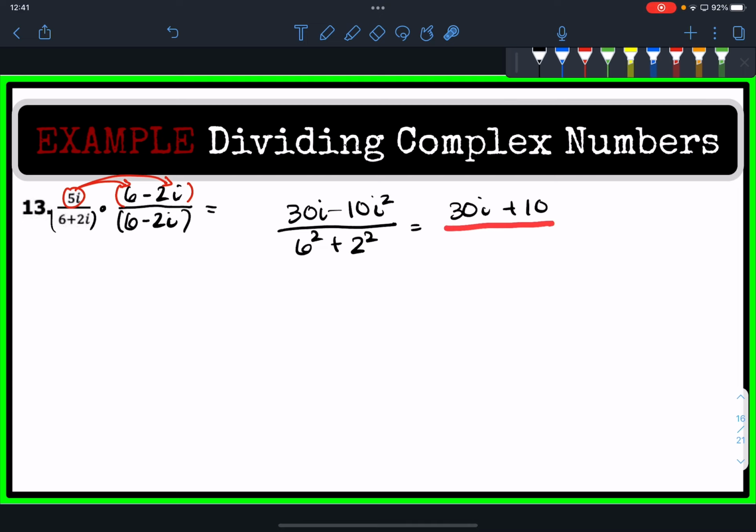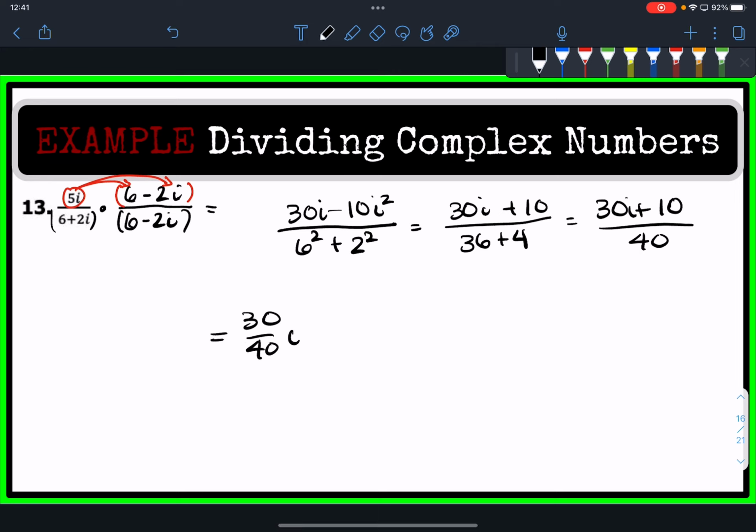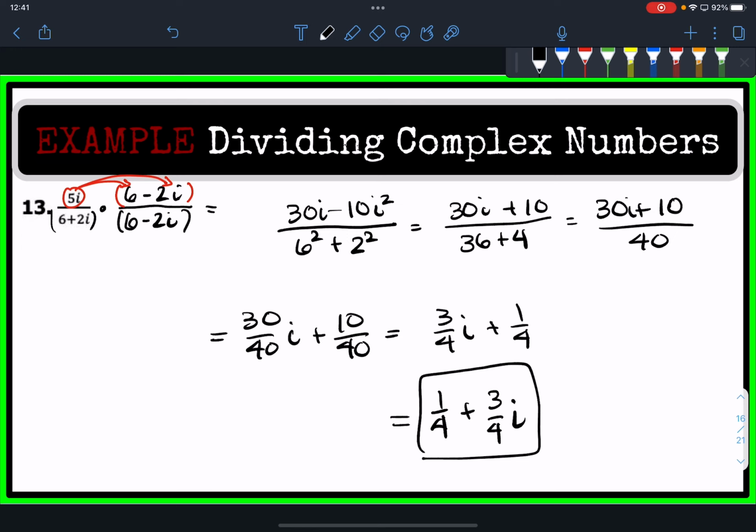And in our denominator, we have 36 plus 4. So adding the 36 and the 4, we end up with 40. So we can simplify this. We have 30 divided by 40, i, and 10 divided by 40, which simplifies to 3 over 4 i and 1 over 4. And if I write this in standard form, it would be written as 1 over 4 plus 3 over 4 i. So there's your answer.